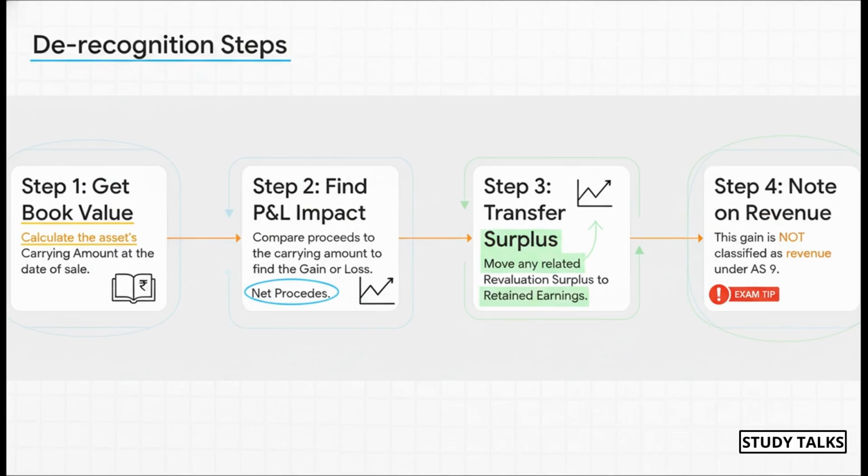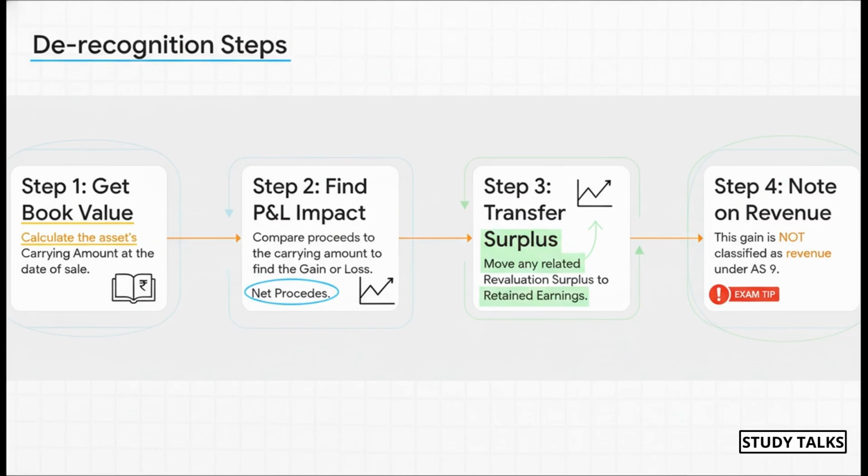Let's break it down. First, you figure out the book value, the carrying amount, on the day you sell the asset. Second, you compare that with what you actually got for it, the net proceeds, to calculate a gain or a loss. Now, this gain or loss, that goes to the P&L. But, and this is the key, the P&L impact in Step 2 and the reserve transfer in Step 3 are two totally separate journal entries. You have to show them both.